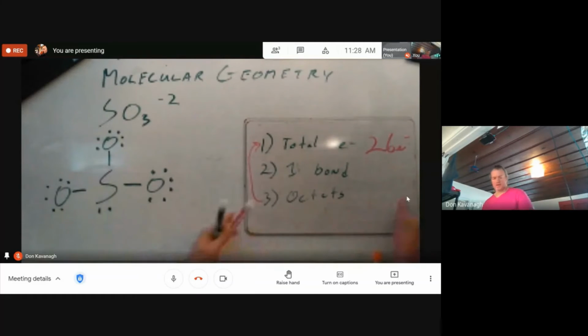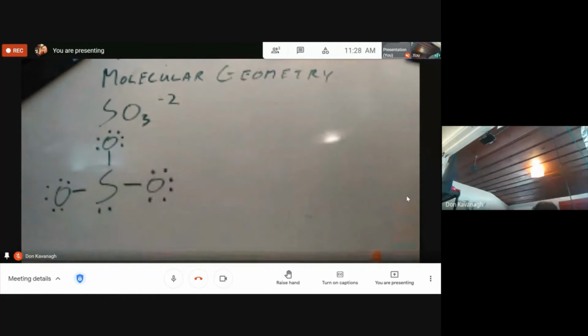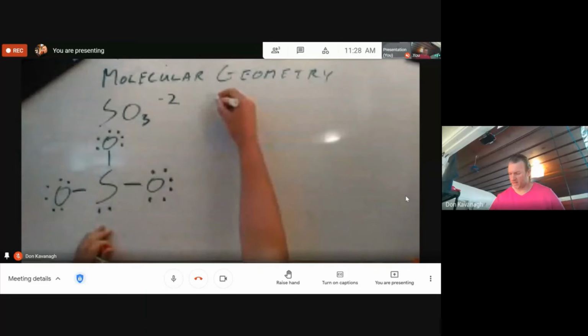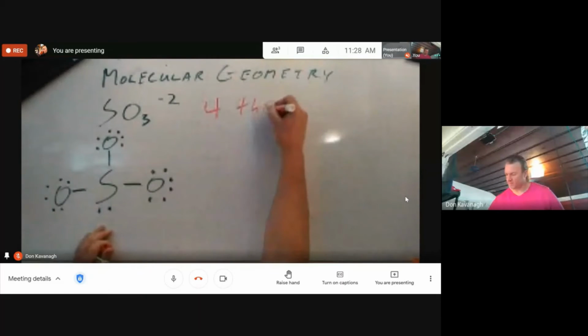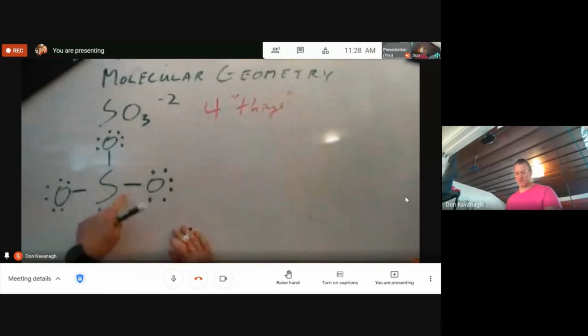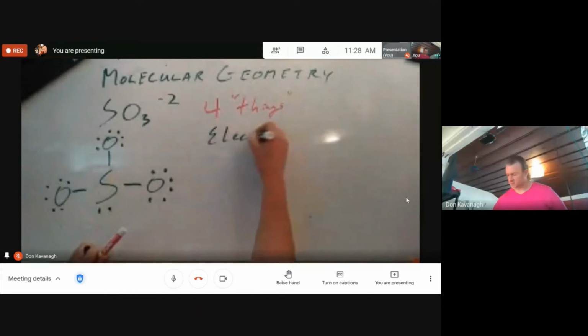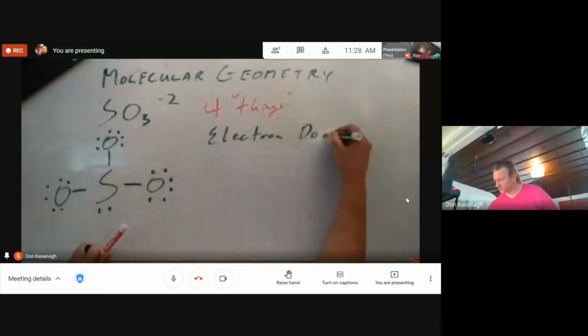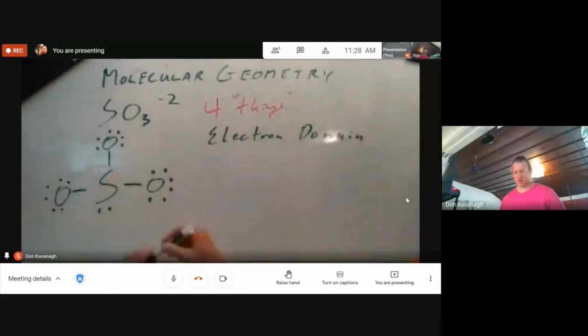Now to get the molecular geometry of that, we need to look at the central atom and focus on the central atom. Now in this case, the central atom is surrounded by 4 things. And just in a very broad sense, there's 1 thing, 2 things, 3 things, 4 things, surrounded by 4 things. So that means that the electron domain geometry is what we call tetrahedral.